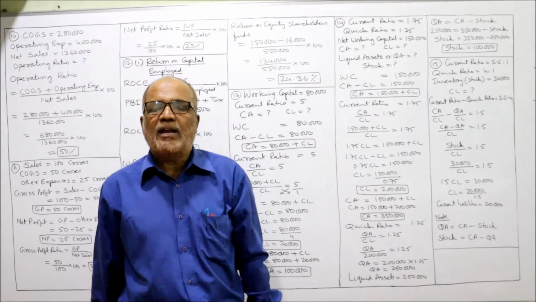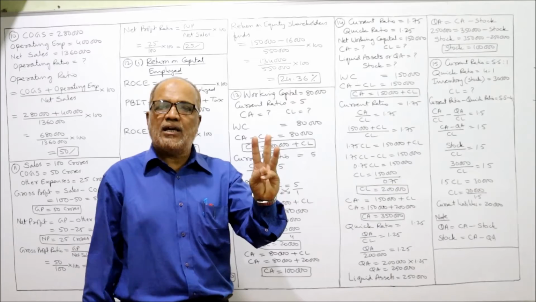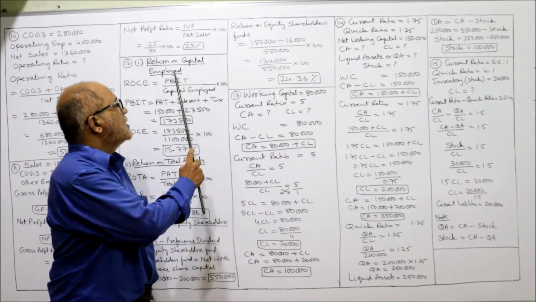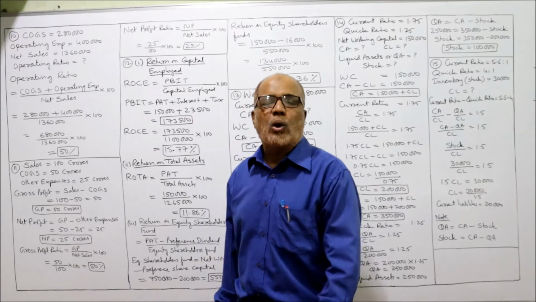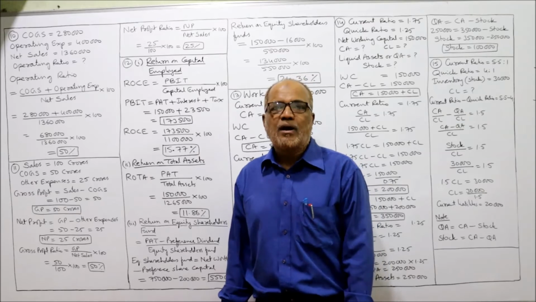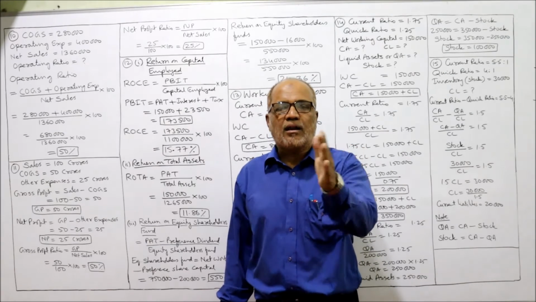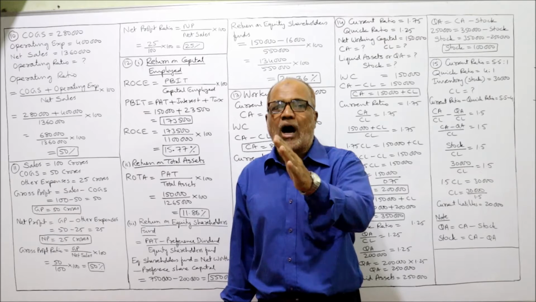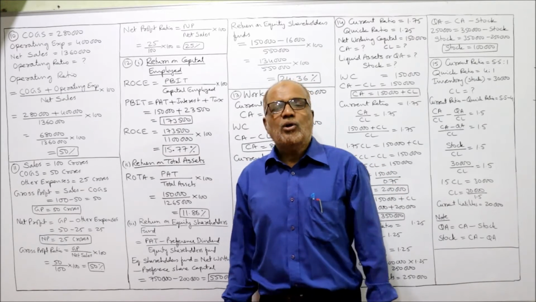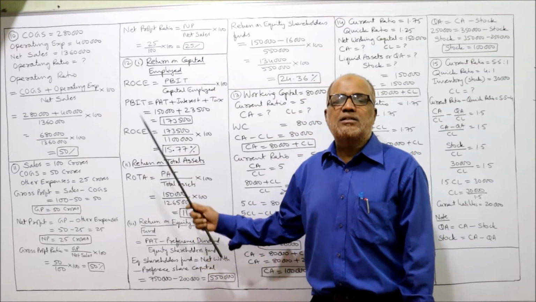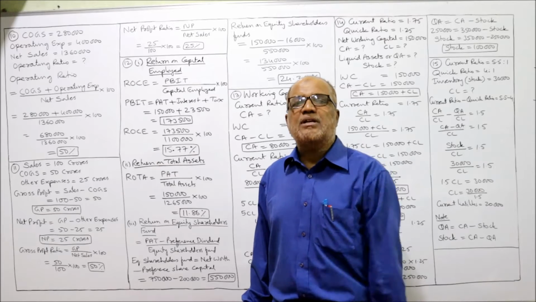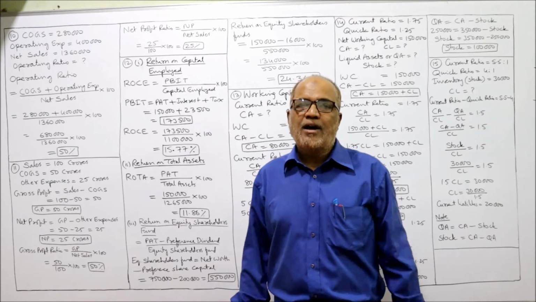So this is the data given, and we are required to calculate three overall profitability ratios. What is the first overall profitability ratio? Return on capital employed. It is also called return on investment. ROCE, return on capital employed, or ROI, return on investment, mean the same. So what is the formula for ROCE? PBIT divided by capital employed into 100.